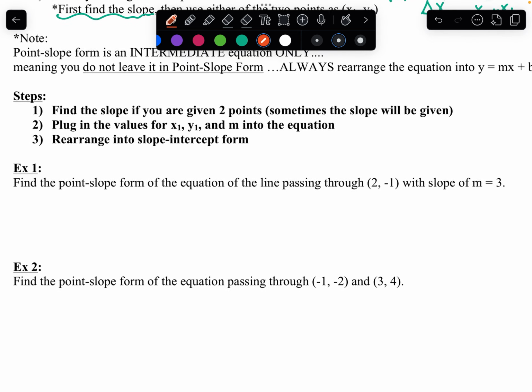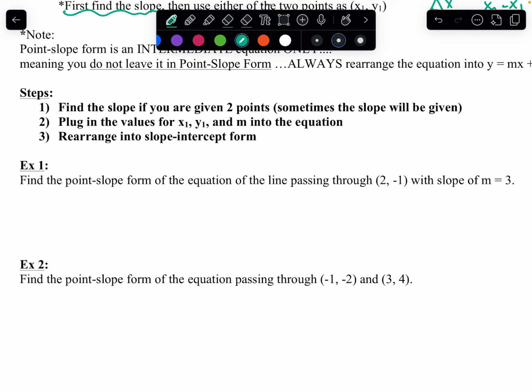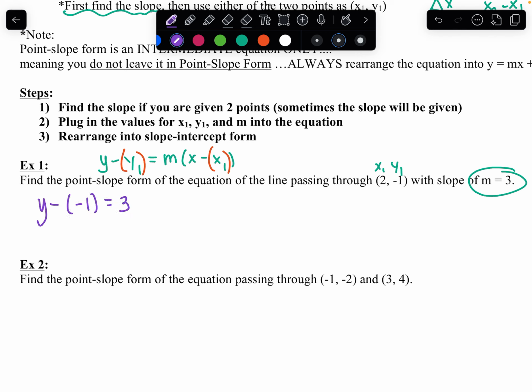So what we're going to do is find the point slope of these 2 pieces. We're given our point, so x1, y1, and we're given our slope. So we can plug it into our formula, y minus y sub 1 equals our slope times x minus x sub 1. Now, whenever we replace a variable, we do want to use parentheses around it. So we get y minus y sub 1 equals our slope times x minus x sub 1.